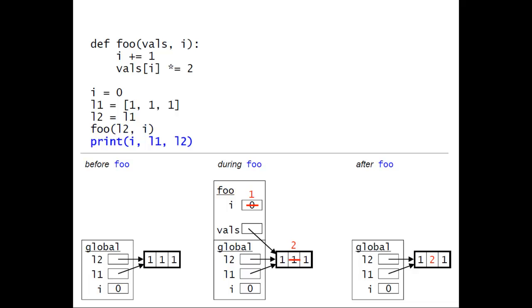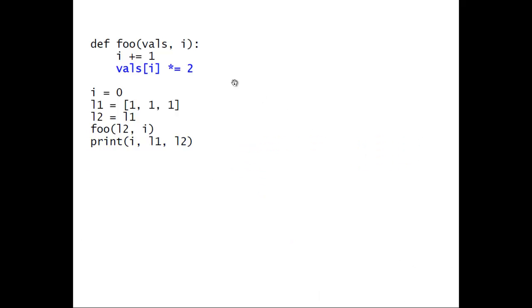And so when we go to print I, L1, L2, the global I has not been changed, but the contents of the list at position 1 have been changed. And notice I see that whether I use L1 or L2 because both L1 and L2 are referring to the same list. Now let's take our foo function and change this line. Instead of modifying what's in position 1 of the list, let's actually make the list variable refer to a new list. And by the way, let's change the name of this function to foo2.